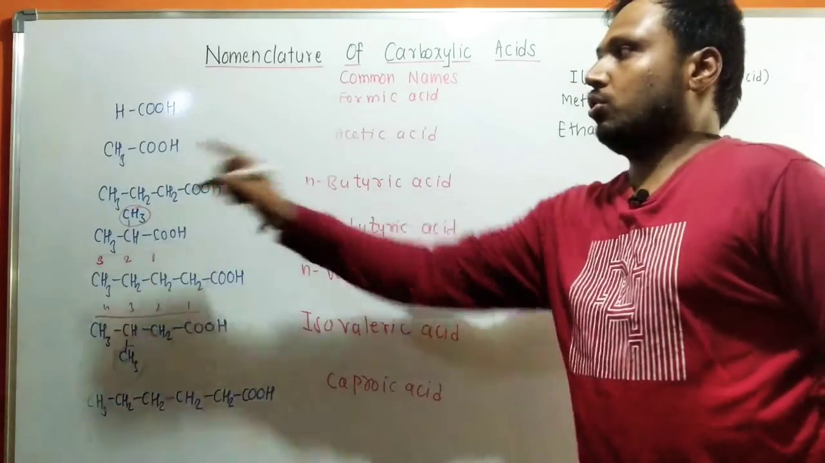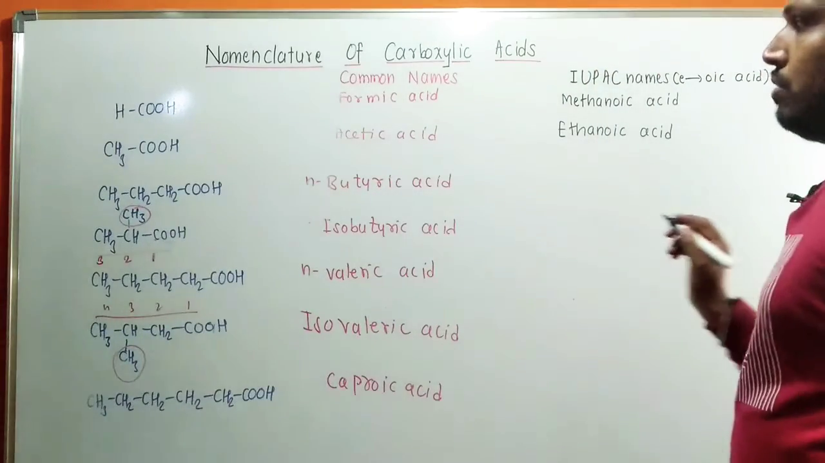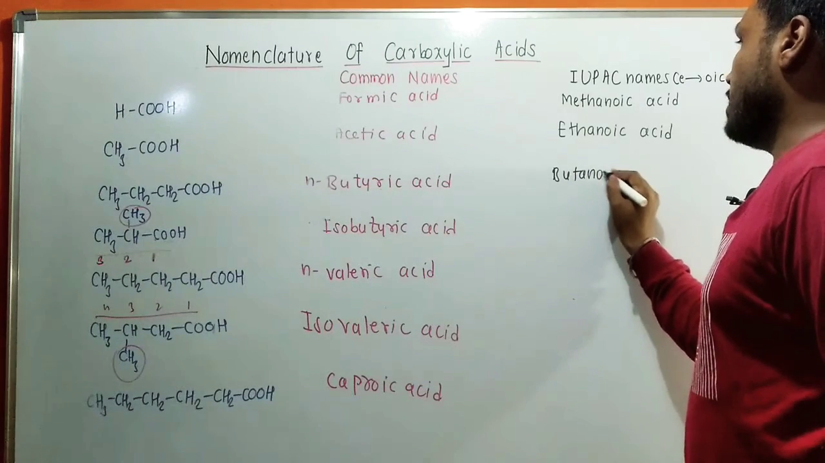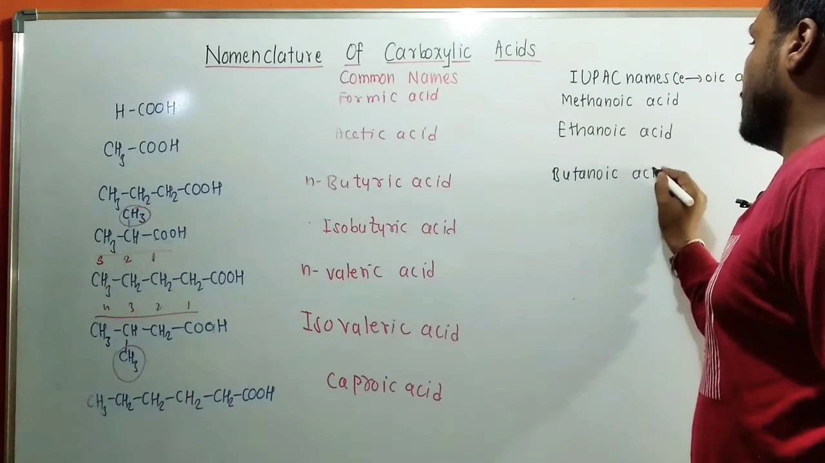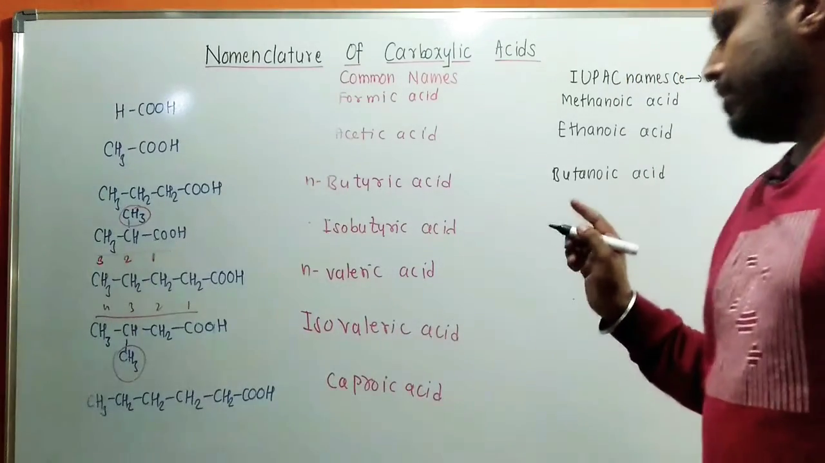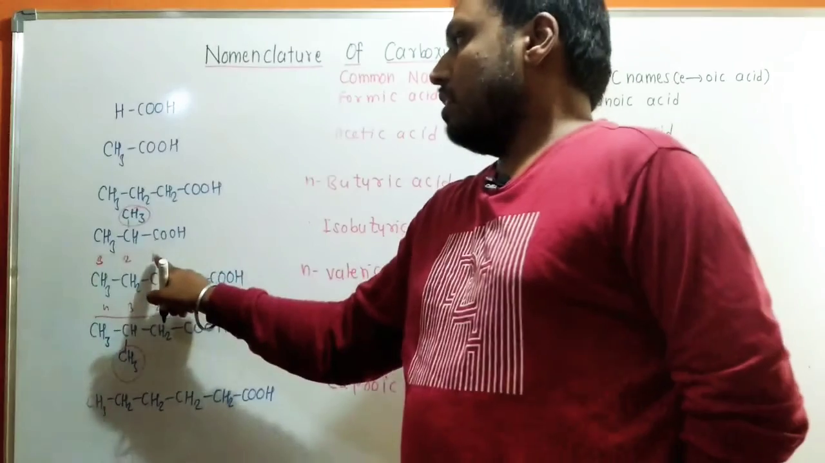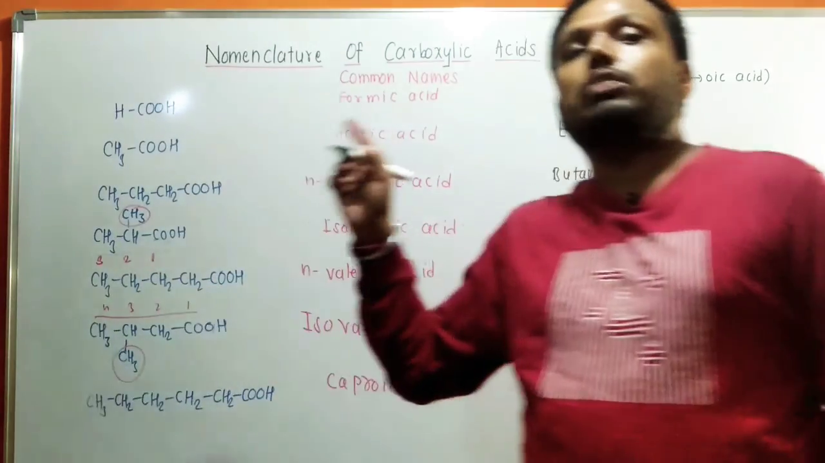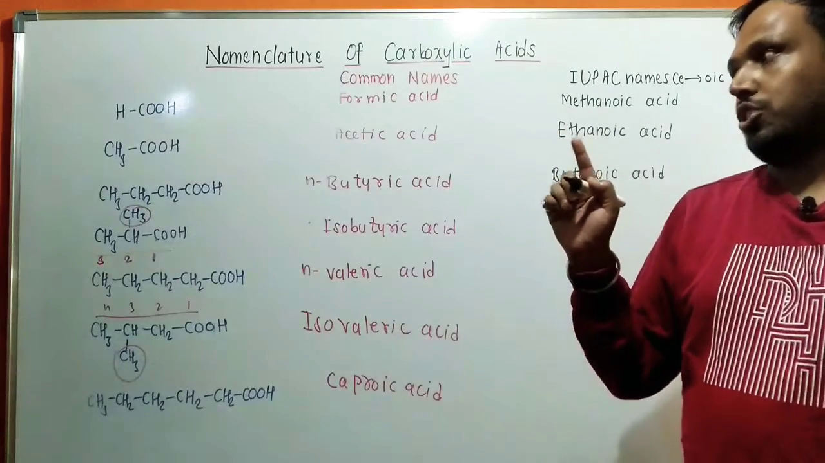In the same way, in total how many carbon atoms are there in the longest chain? 4. Which alkane has 4 carbons? Butane. Replace e by oic acid, so the name will become butanoic acid. In the same way, here this is the longest chain and we are going to number it in such a way that the carbonyl carbon of the carboxylic group will appear at the first position.